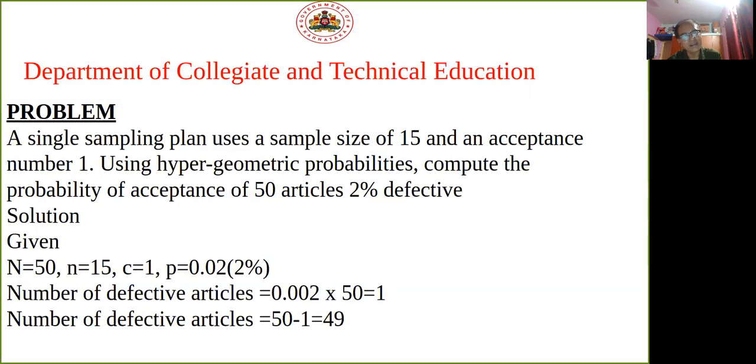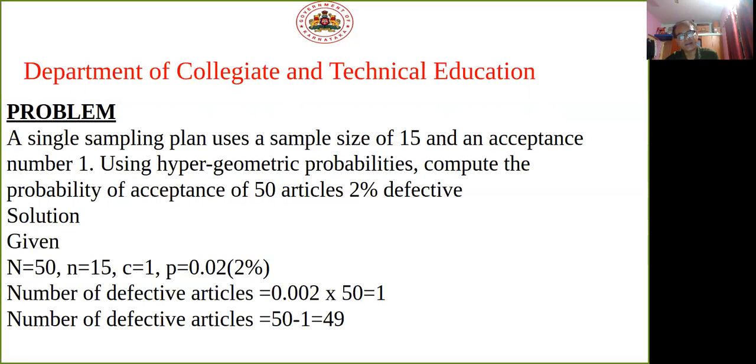Small n is the sample size, and there is an agreement between the customer and the producer stating that the acceptance number is 1, so c equals 1. While submitting the lot, the producer says that there may be 2% defective. So p equals 2%, which means p equals 0.02. Now here we can find the number of defectives.